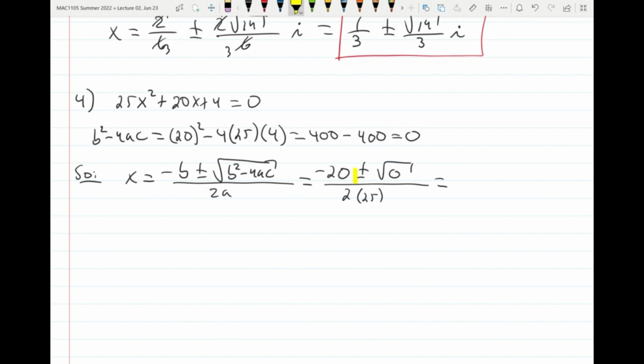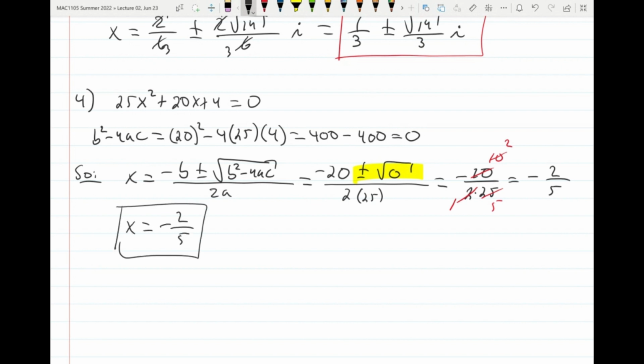So that means that this part right here is gone. So we end up with negative 20 over 2 times 25. Simplify this. And then 5. So we get negative 2 over 5. Yes? Okay?